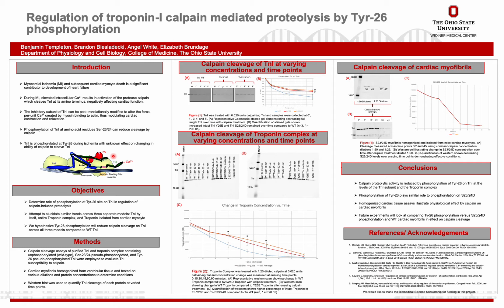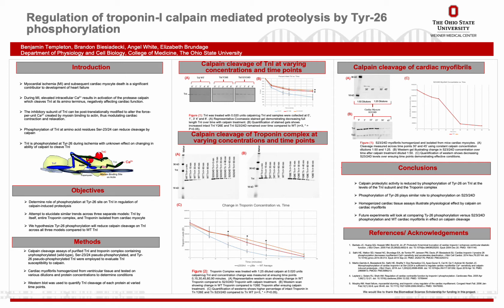There are a variety of different heart diseases, though, that can affect these interactions between tropomyosin and troponin and actin and myosin. One of the major ones is myocardial ischemia. Myocardial ischemia can lead to subsequent cardiac myocyte death and is a leading cause of heart failure. During myocardial ischemia, we have elevated intracellular calcium levels that can result in the activation of a protease called calpain, which can deleteriously cleave TNI at its amino terminus.